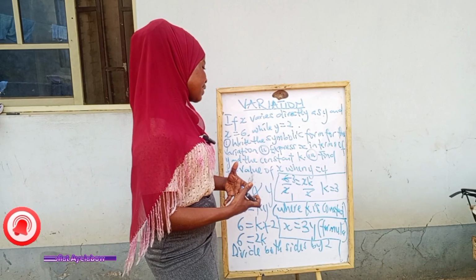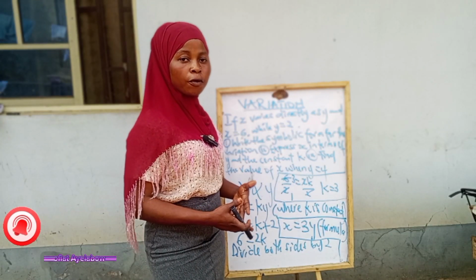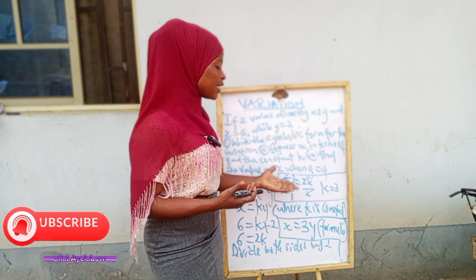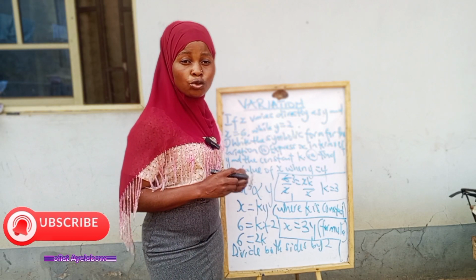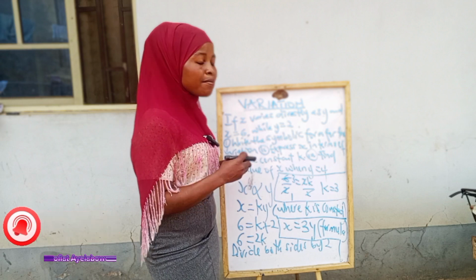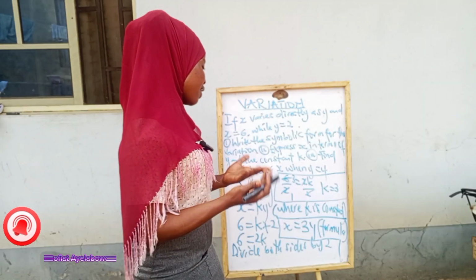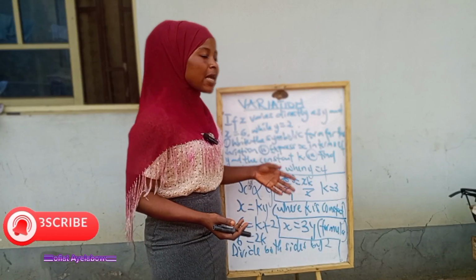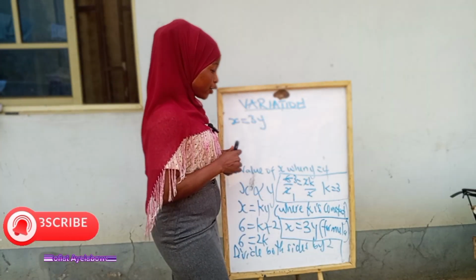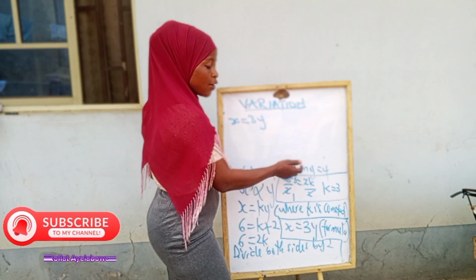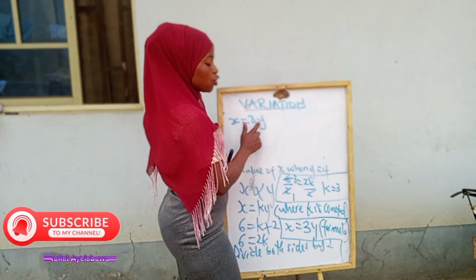The next thing is to find the value of x when y is equal to 4. And mind you, after finding the formula connecting the two variables, whatever you are being told to find, you always make use of your formula to find them. Now let's use our formula to find the value of x when y is equal to 4. That is, substitute the value of y into this equation.